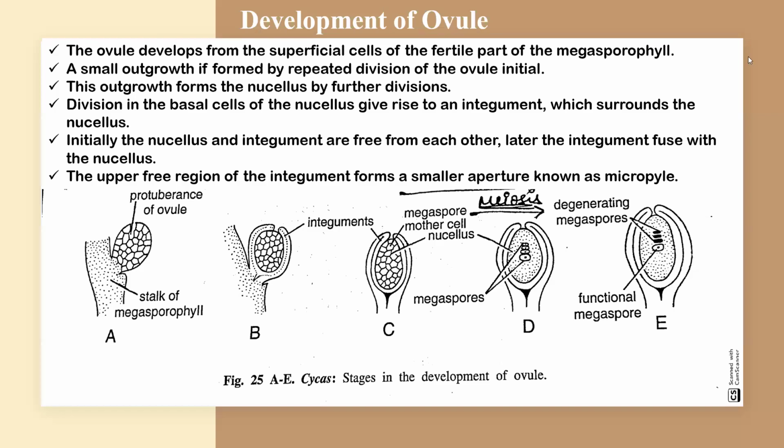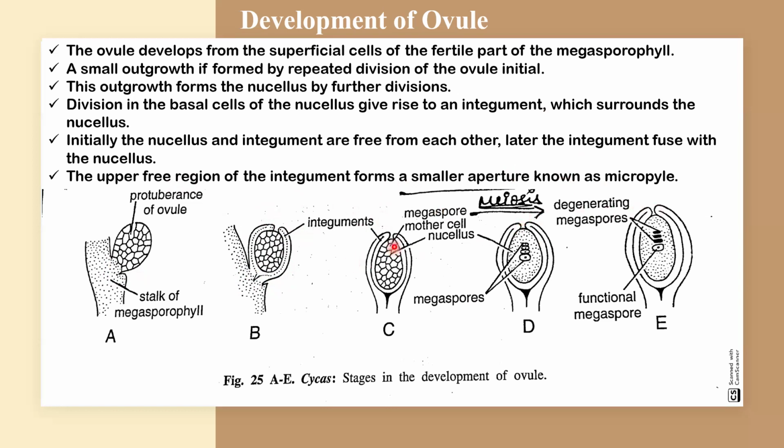The ovule develops from the superficial cells of the fertile part of the megasporophyll. This is the stalk of the megasporophyll, where one of the superficial cells differentiates and forms a small outgrowth by repeated division, forming a small protuberance. This outgrowth finally forms the nucellus by further division, and the division in the basal cell of the nucellus gives rise to an integument which surrounds the nucellus. Initially, the nucellus and integument are free from each other, and later the integument fuses with the nucellus. The upper region of the integument forms a small aperture known as the micropyle.